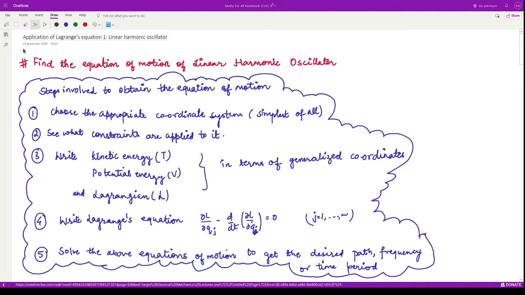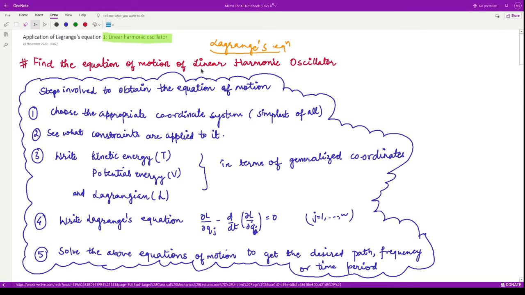In this video we shall see application of Lagrange equation and in particular we'll see linear harmonic oscillator. How to calculate the equations of motion for linear harmonic oscillator using the Lagrange equations, which we have derived in the previous video using the Hamilton's variation principle.